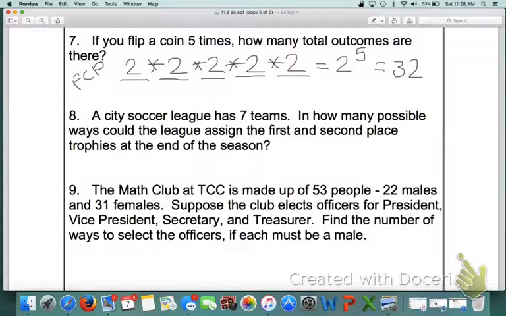Number 8 says a city soccer league has 7 teams. In how many possible ways could the league assign the first and second place trophies at the end of the season? So because I see that they're going to be first and second place trophies, I know that order is important. Remember, when order is important, I have to use a permutation. So I have 7 teams, and I'm going to pick 2 of them. And because order was important, remember I used a permutation. This tells me that there are 42 different ways those trophies could be handed out.